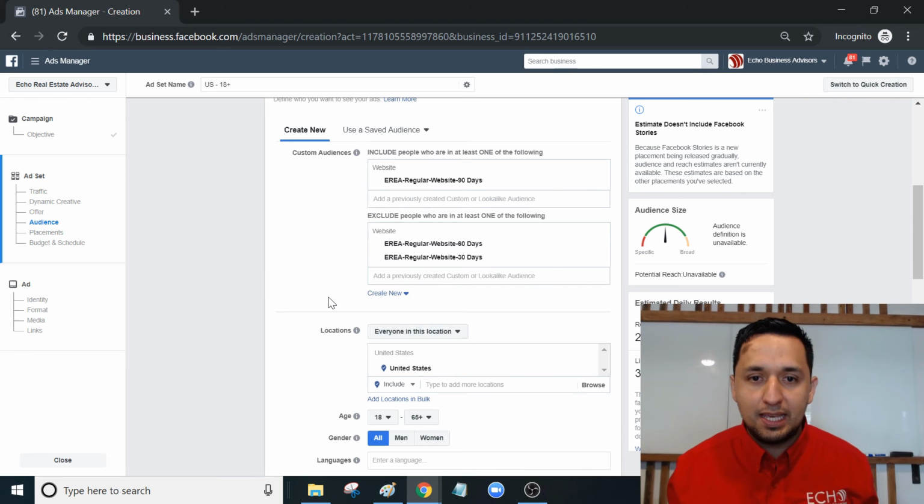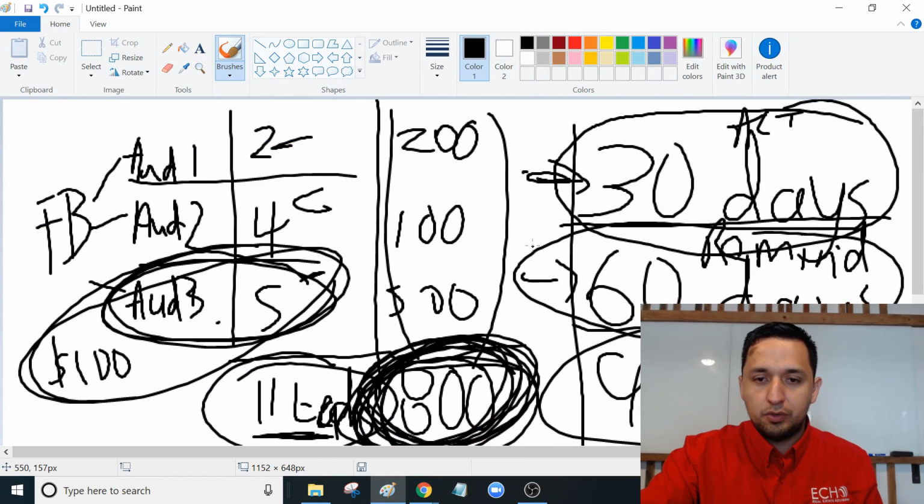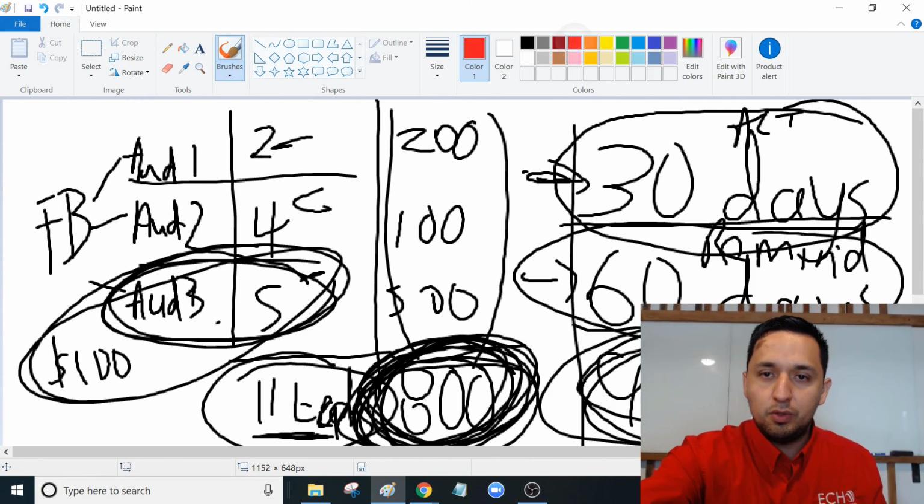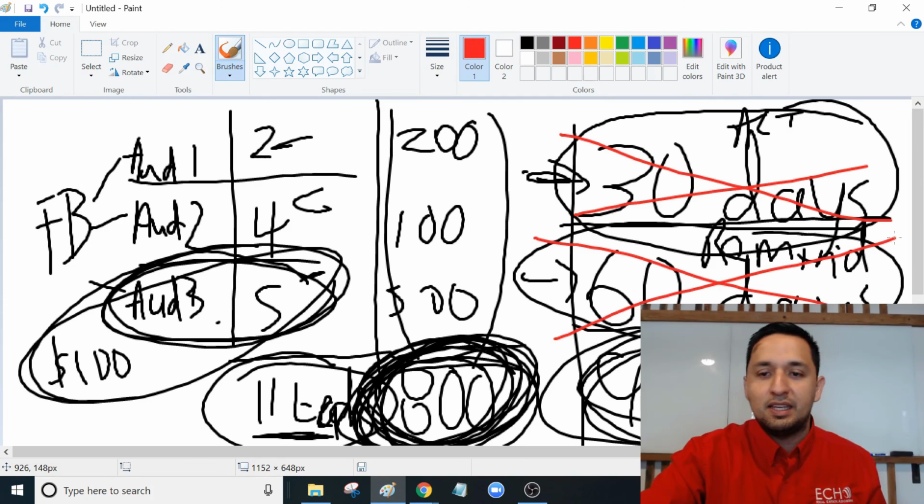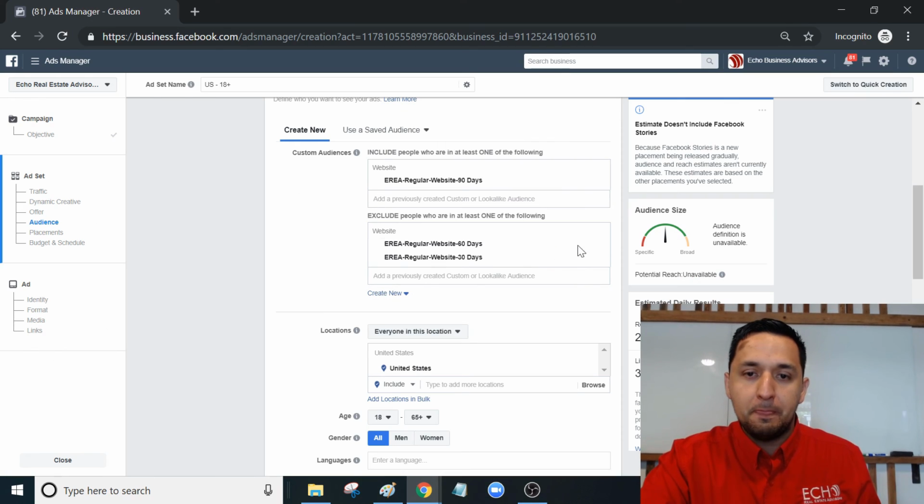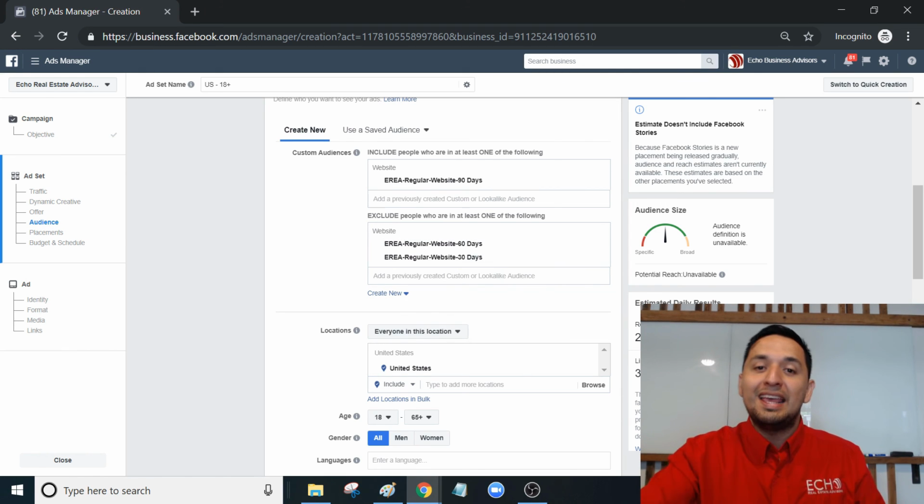So what you just did is you took these people and you excluded those people that visited within the last 30 days and visited within the last 60 days. In reality, you could have just selected and excluded the 60-day one, but for the full illustration, I went ahead and included both of those. That's how you bifurcate and segment your audiences.